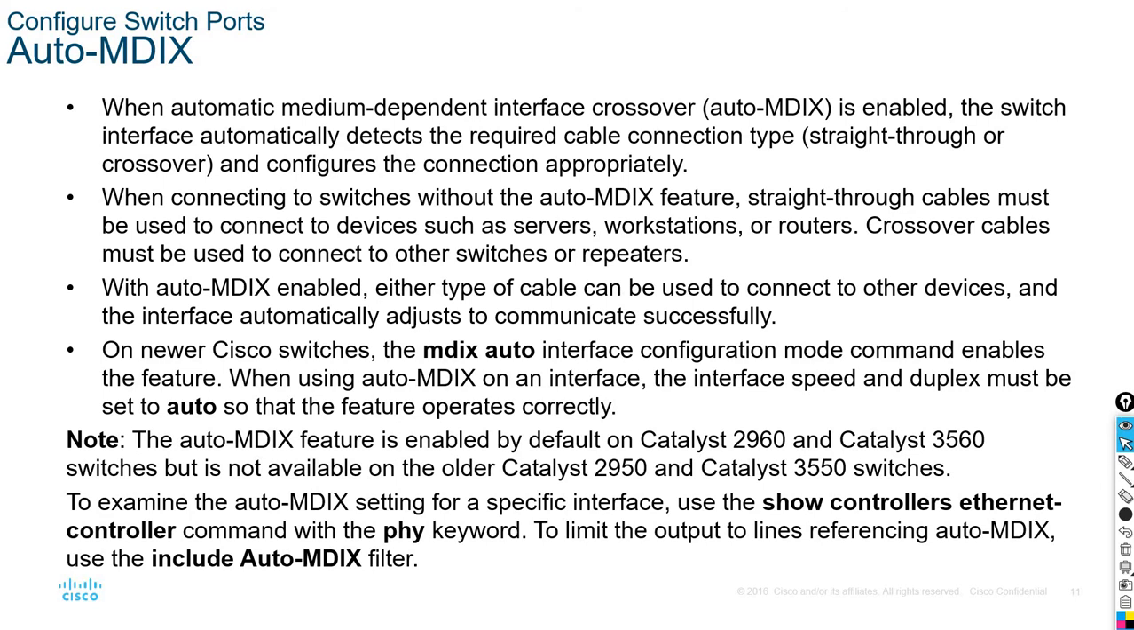So with Auto-MDIX enabled, either type of cable can be used to connect to other devices, and the interface automatically adjusts to communicate successfully. On newer Cisco switches, the mdix auto interface configuration mode command enables the feature. When using Auto-MDIX on the interface, speed and duplex must be set to auto so that the feature operates correctly.